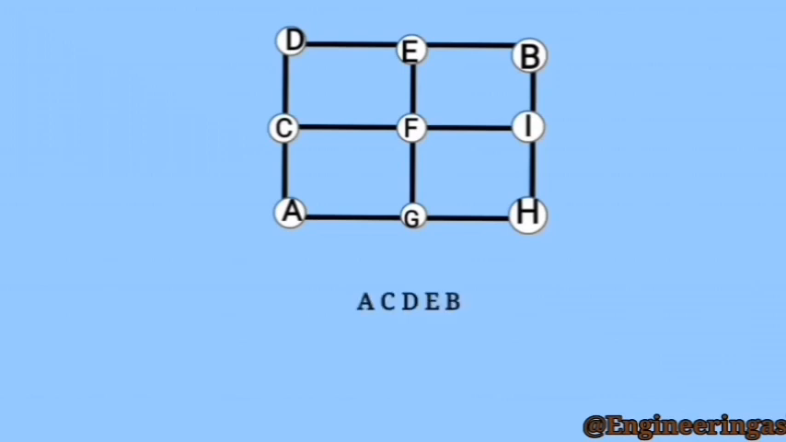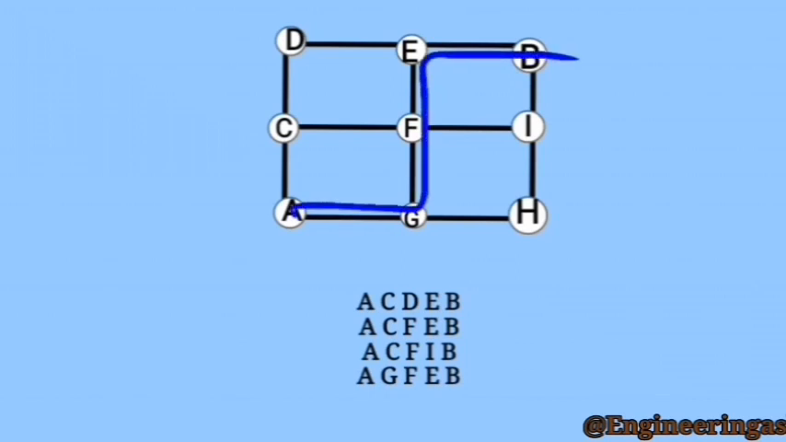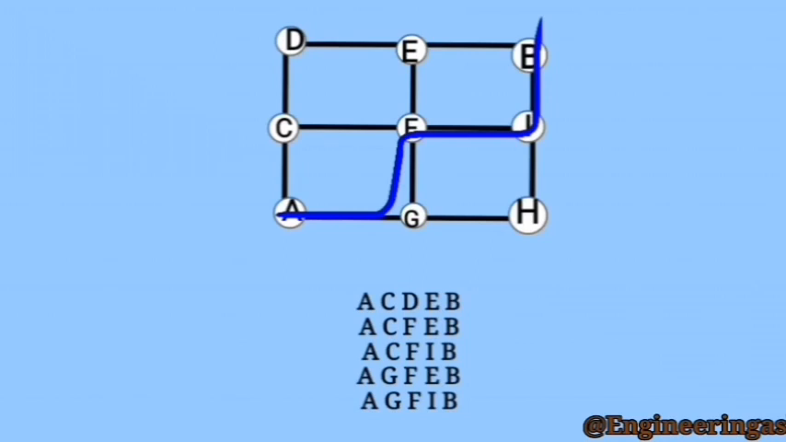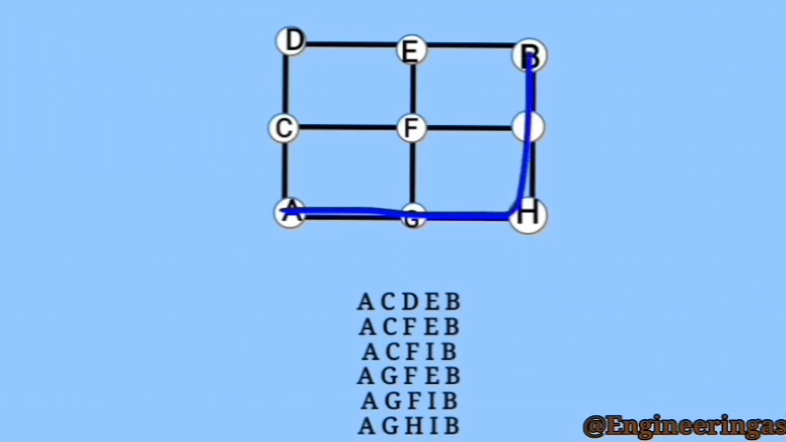Okay, the first can be ACDEB. The second, ACFEB. ACFIB. AGFEB, up and to the right. Only AGFIB, up and to the right. Also AGHIB, up to the right and up.